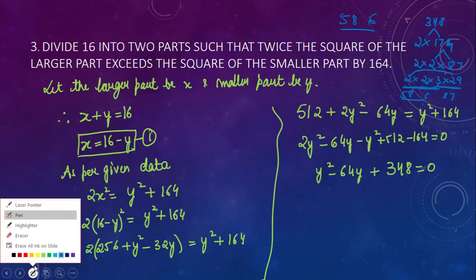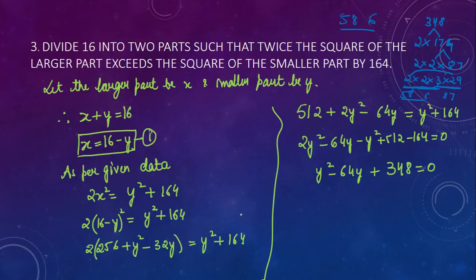So now solve it. You got our equation, right? So in this way, you need to do factorization. And when you do factorization, gradually you'll get the hang of the thing. So this will be y square minus 58y minus 6y plus 348. This value equal to 0.